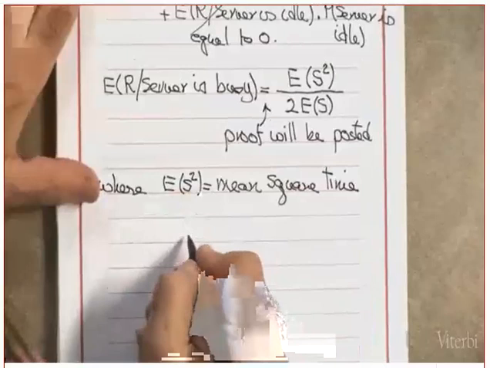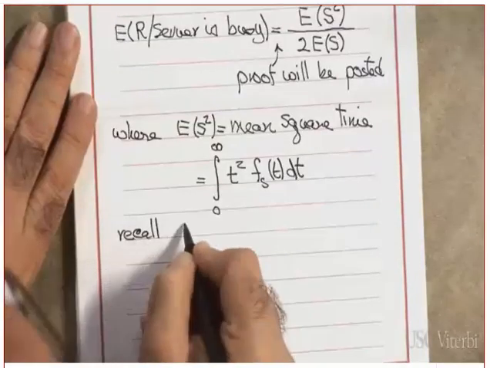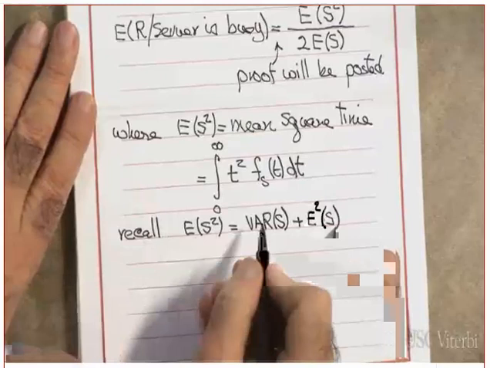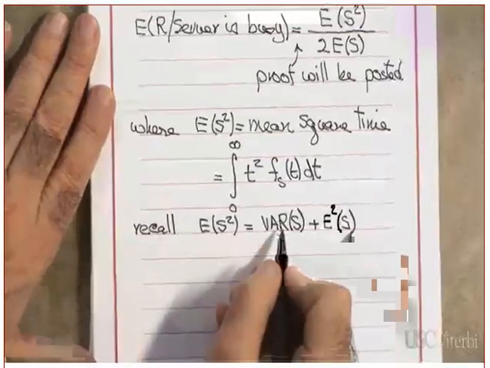Okay. Now, can we calculate E of S square? The question will give the PDF of the service time. So you use this equation to calculate E of S square. And E of S is the mean of the service time. Clear so far? Are you following me? Okay, good.